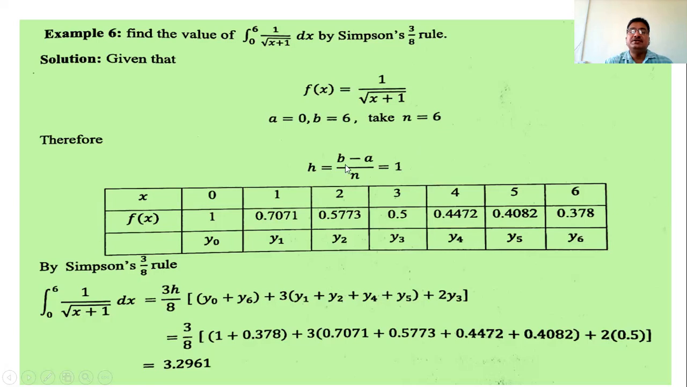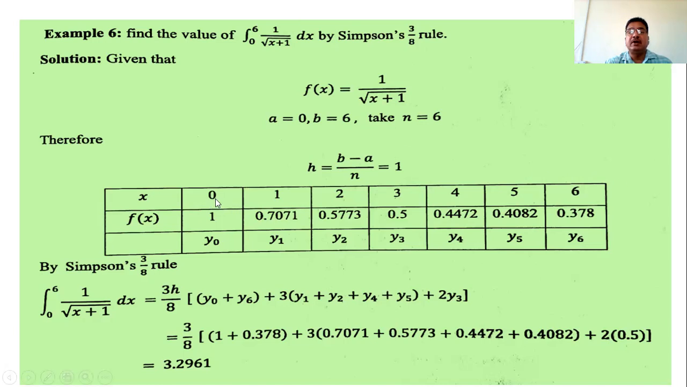So h is what? h = (b minus a) by n, that is 1. Then prepare the table, that is the values of x, the values of y or f(x). Values of x start from 0, because the lower limit is 0. By adding h, we get the next values: 1, 2, 2 plus 1 is 3, 3 plus 1 is 4, 4 plus 1 is 5, 5 plus 1 is 6. That is, we get the upper limit.